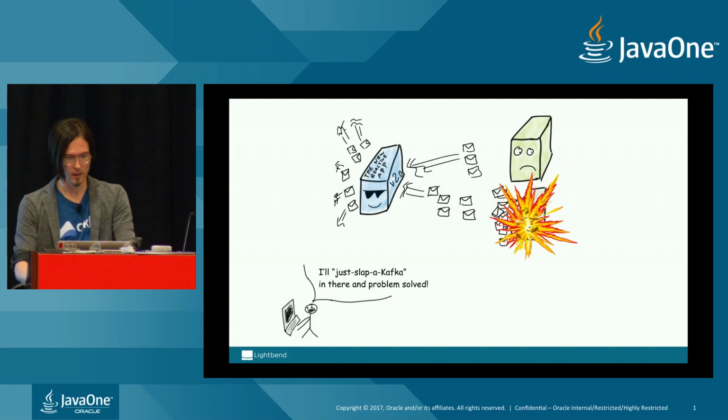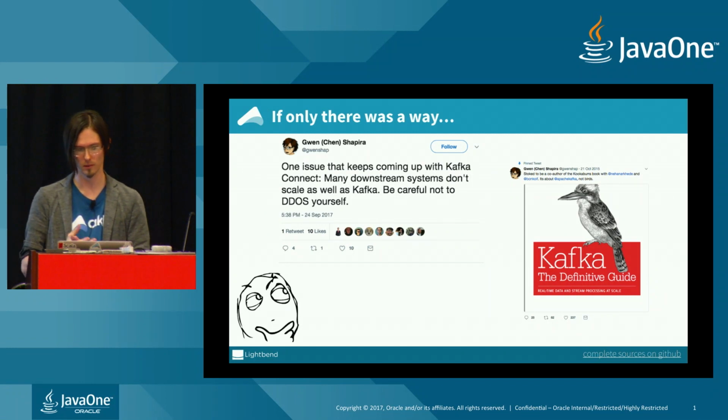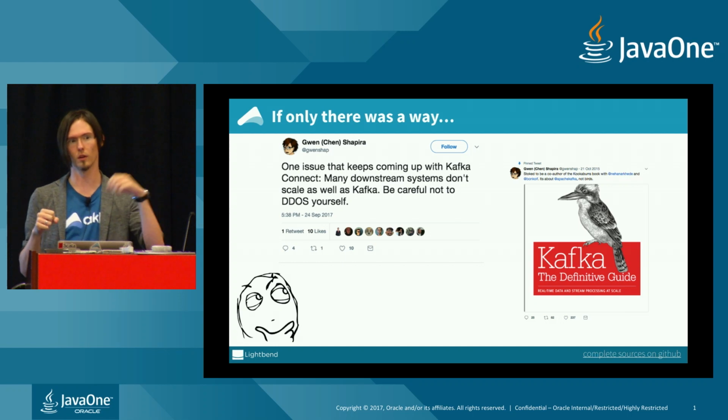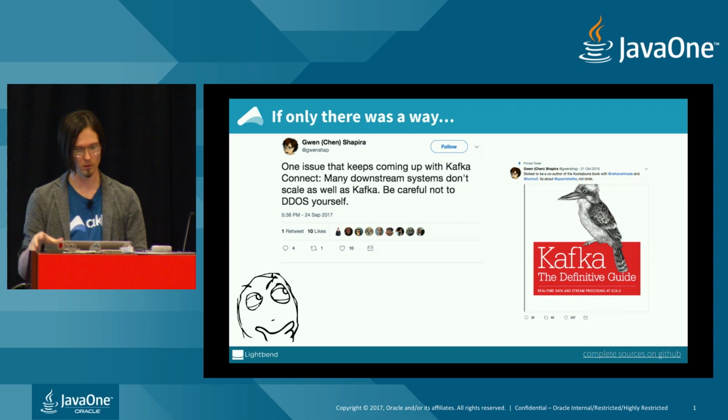So this is the kind of immediate need that we wanted to address like 3 years ago or something. Nowadays, there's a funny pattern that we see from people. I'll just slap a Kafka in there, it'll be solved, right? And I found that very funny because an author, I think there's 2 authors in that book, tweeted that one issue that keeps coming up with Kafka Connect, so that's the kind of system where you want to drain from a database into Kafka, or the opposite. Many downstream systems don't scale as well as Kafka.